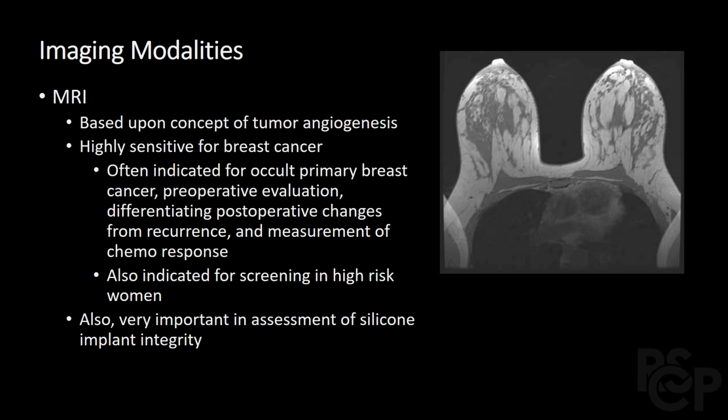It's also used to investigate occult primary tumors and screen the opposite breast before undergoing treatment. It's also indicated for screening in high-risk women, particularly those with a lifetime risk greater than 20% for breast cancer, such as women with the BRCA gene, or a strong family history, or a history of chest wall radiation. Lastly, it is also very important in the assessment of silicone implant integrity.